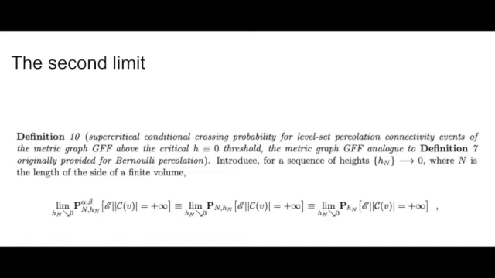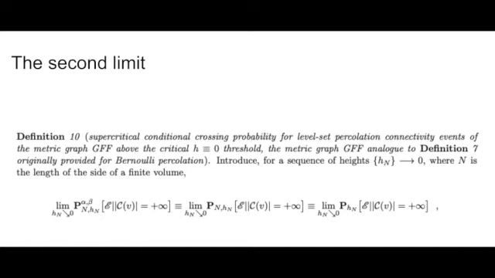And this establishes another analog in the context of the three-dimensional metric graph Gaussian-free field that was originally provided for Bernoulli percolation, and it fits within the general line of arguments and background that we've been providing, because we want to demonstrate that there are two limits and that they are equal, which would show to us that Kesten's incipient infinite cluster exists.